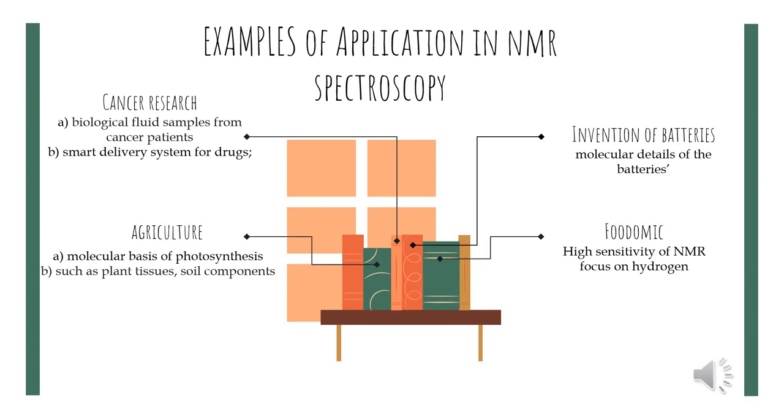The last one is foodomics. NMR spectroscopy can be used in foodomics because of its quantification and identification abilities, the short time and low cost needed for analysis, and also the high number of metabolites that can be measured in a single pass. And it is also because of the higher sensitivity of NMR to hydrogen, which is why NMR is preferred for foodomics studies.